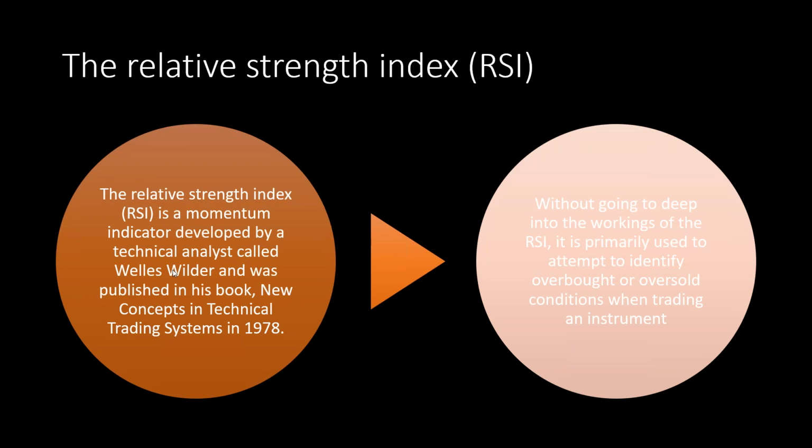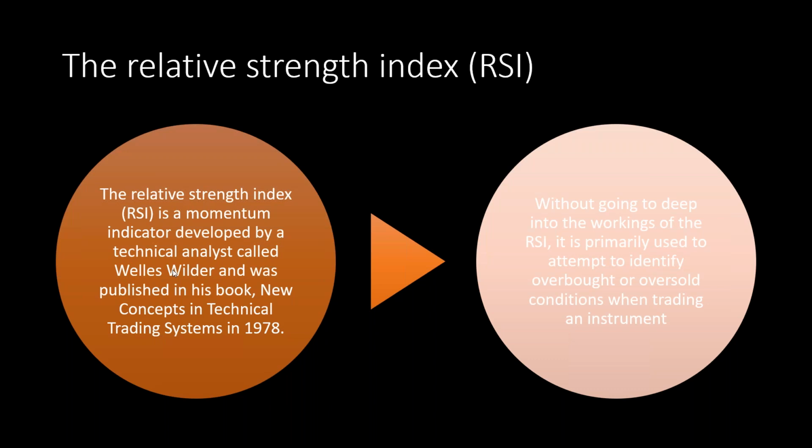Now, the relative strength index, or RSI, is one of the most well-known and most used indicators in the marketplace. It was introduced by Wells Wilder when he published his book in 1978. So as you see, RSI has been around for a very, very long time and has lasted the test of time because it works extremely well. And it works well in all markets.